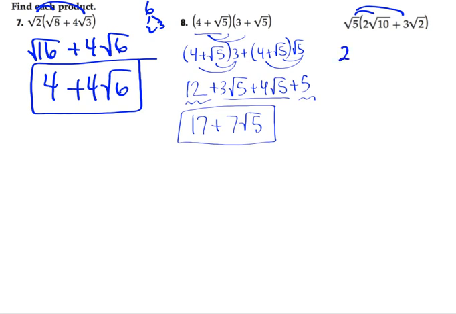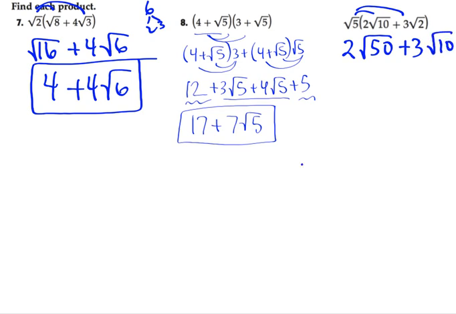Square root of 5 times 2 square roots of 10 is 2 square roots of 50. I don't know why, but that often comes out looking like an 80. 2 square roots of 50 plus 3, and then 5 times 2 is 10.